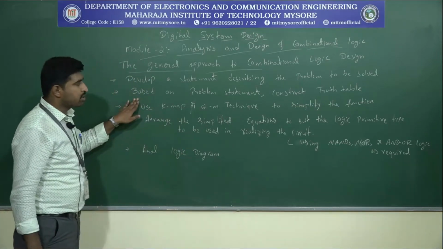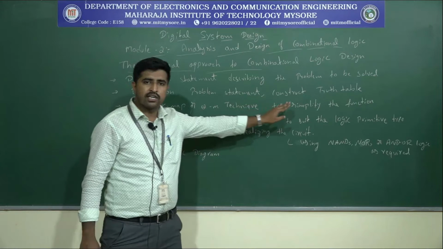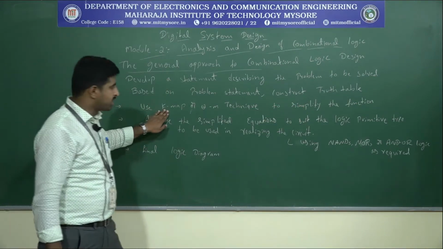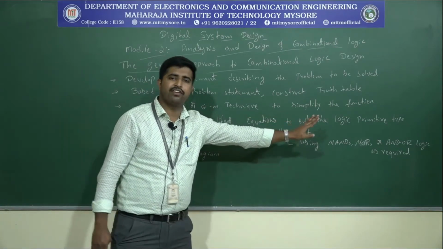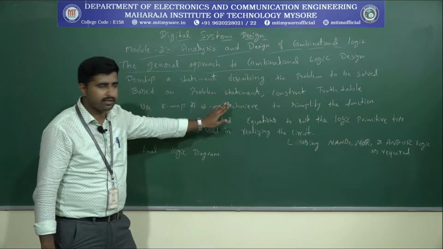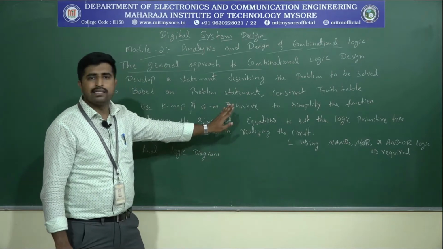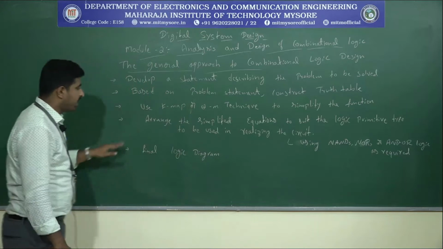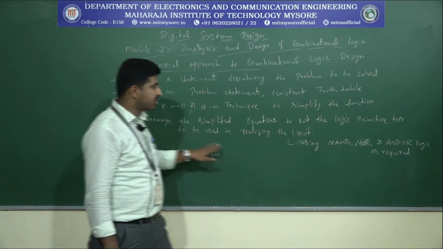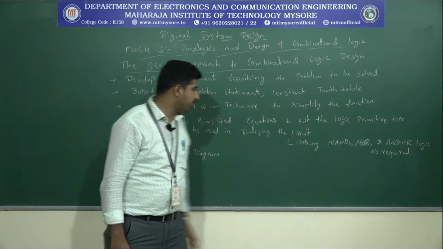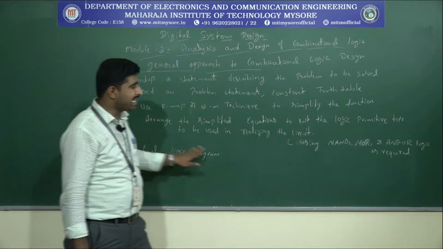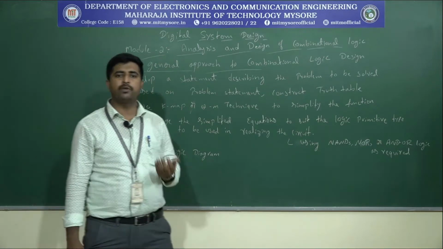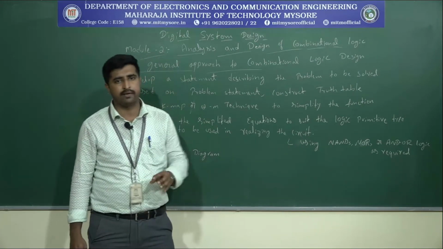Next, based on the problem statement, construct the truth table. Then use the K-map or Quine-McCluskey technique to simplify the functions. Whatever the function is from the truth table, it is simplified by using any of the minimization techniques. And then arrange the simplified equations to suit the logic primitive type to be used in the realized circuit. Whatever the simplified equations are, they need to be implemented.